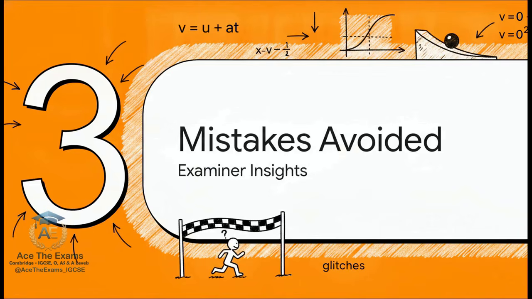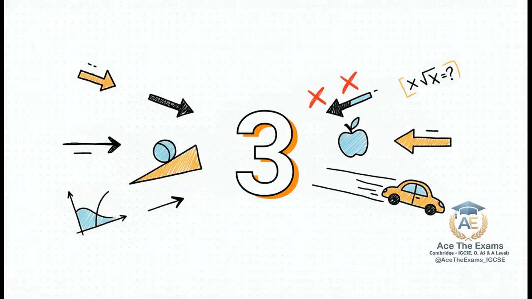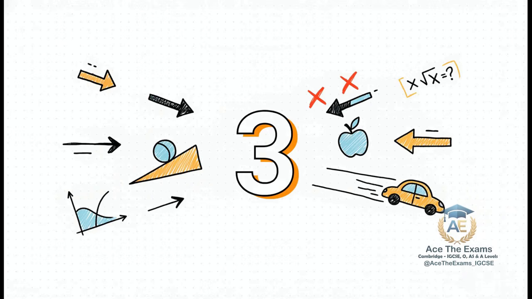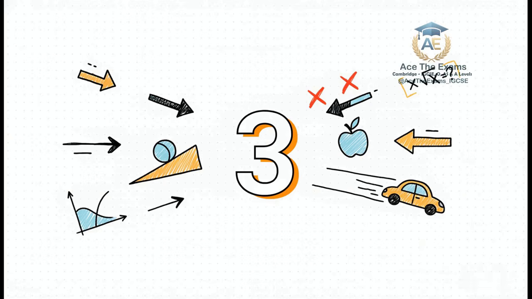All right, let's explore phase 3, the glitches. It's time to uncover the top examiner mistakes avoided. A deep dive into the examiner reports reveals that there are exactly 3 primary mistakes that consistently cost students their hard-earned grades in uniformly accelerated motion. Let's go ahead and patch these glitches right now.